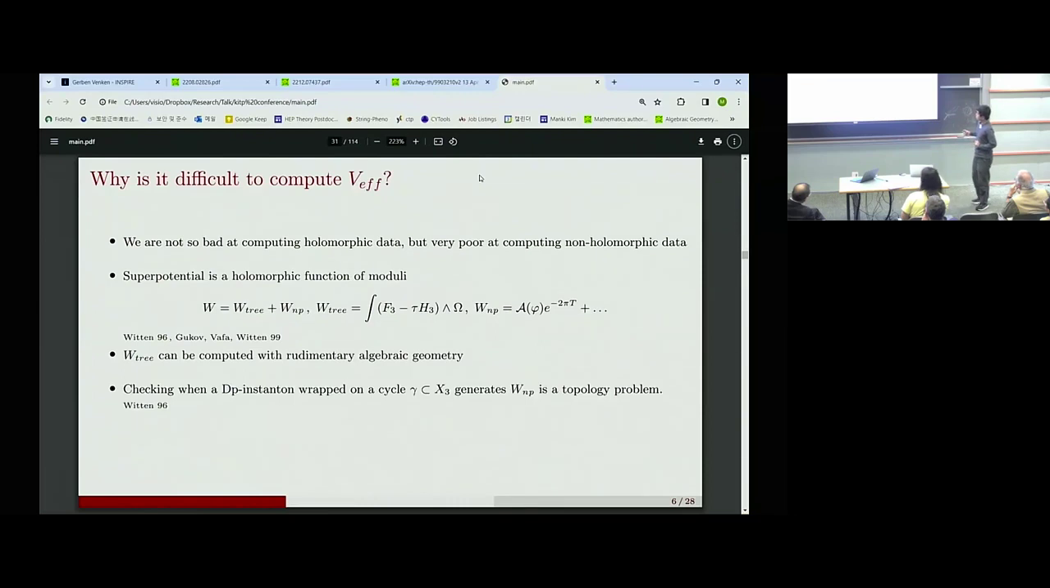The problem is really the non-perturbative superpotential. What Witten taught us in '96 is that, if you're imagining a D-brane wrapped on some cycle, checking whether or not the non-perturbative superpotential is generated by such a D-brane is a topology problem. So it is doable. But suppose that you want to know some fine physics. Say that you want to understand some axion physics, and then you really want to understand how this prefactor depends on moduli. This has been really difficult, despite the fact that this is a holomorphic function of moduli.